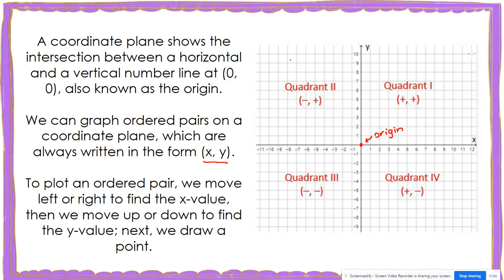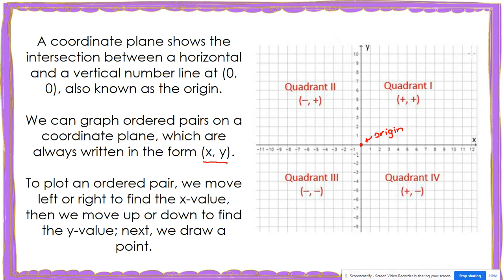Now, if we move counterclockwise to quadrant 2, you'll notice that our x value now consists of negative numbers. Our y value is shared with quadrant 1, so our y-axis here has all positive values. Any point that is plotted in quadrant 2 will have a negative x value and a positive y value.